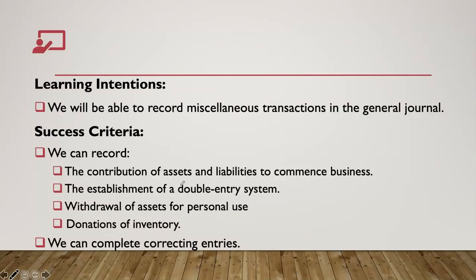What do I hope you achieve out of this video? I hope that you can record these transactions in a journal and ledgers, and that involves identifying the transaction impact, which is debits and credits. By the end of this video and our practice, we should be able to complete the following. We can record the contribution of assets and liabilities to commence a double entry accounting system. You can record the establishment of a double entry system. You can record the withdrawal of assets for personal use, donations of inventory, and you can fix up errors, so complete correcting errors.